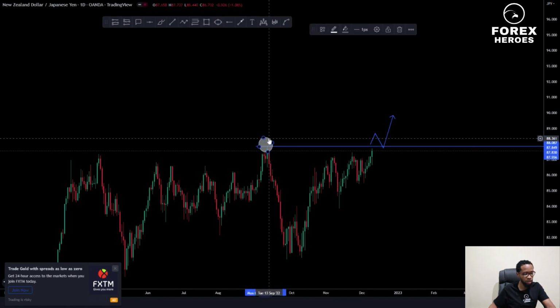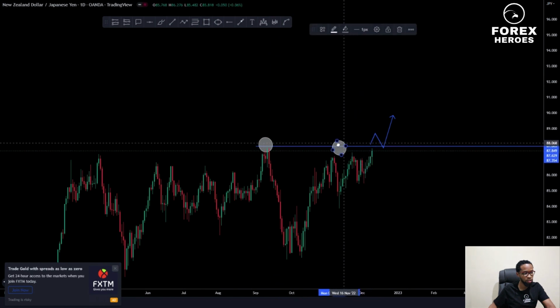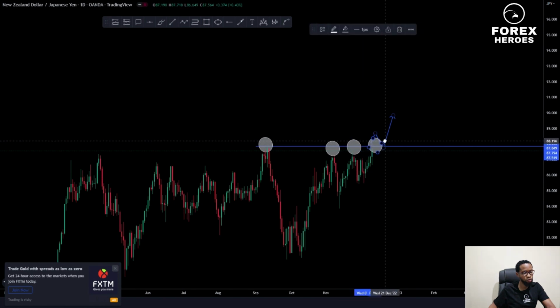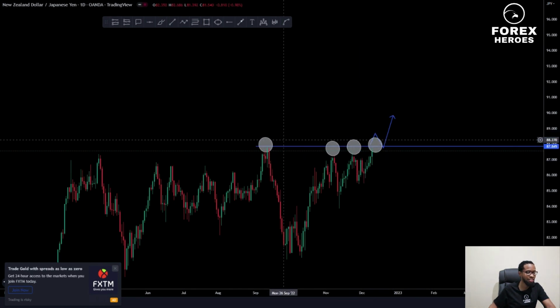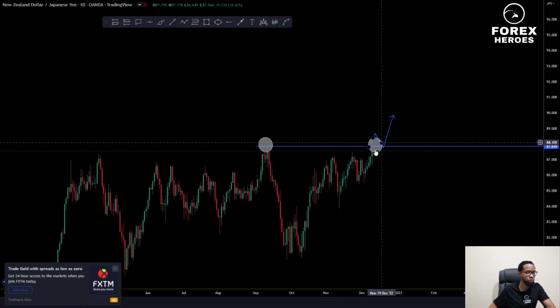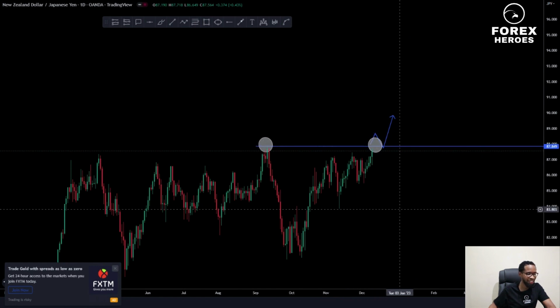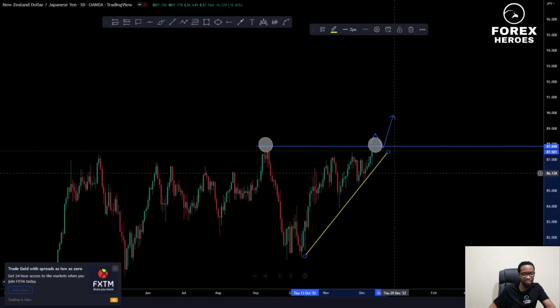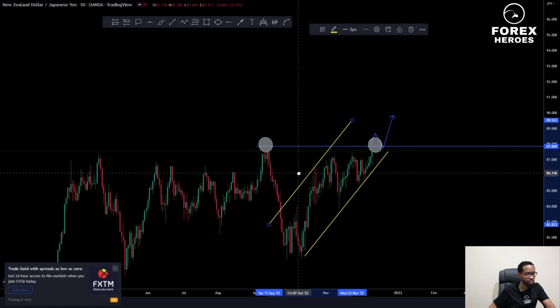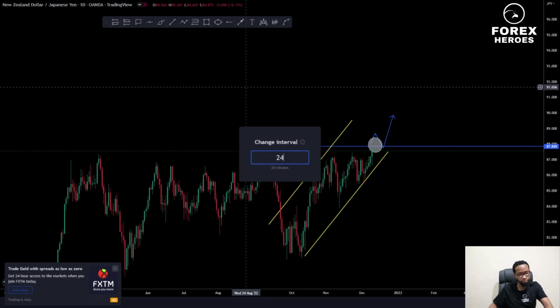This is 1, 2, this one is 3. You can see this is the 4th one. So you can also take this one as a double top if you are taking these 2 out. You can take this one as a double top. So we have a chance of pushing to the downside, but the market has to prove to us that it is indeed going to the downside.